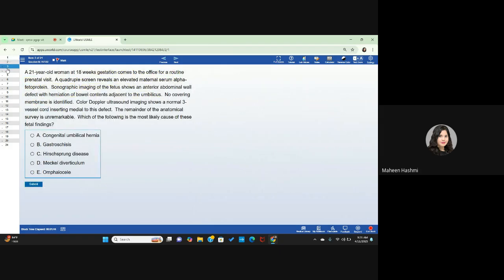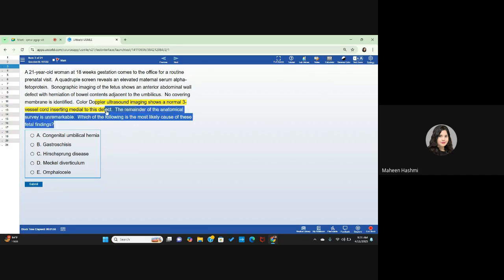All right. Again, this is a very easy question. Color Doppler ultrasound imaging shows a normal 3-vessel cord inserting medial to this defect. The remainder of the anatomical survey is unremarkable. Which of the following is the most likely cause of these fetal findings? So see, AFP is elevated. I told you that AFP is elevated in a number of conditions, and I told you the high yield conditions it was increased in.